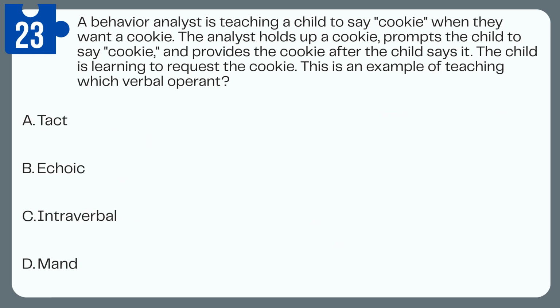Question 23. A behavior analyst is teaching a child to say cookie when they want a cookie. The analyst holds up a cookie, prompts the child to say cookie, and provides the cookie after the child says it. The child is learning to request the cookie. This is an example of teaching which verbal operant? A. Tact. B. Echoic. C. Intraverbal. D. Mand.